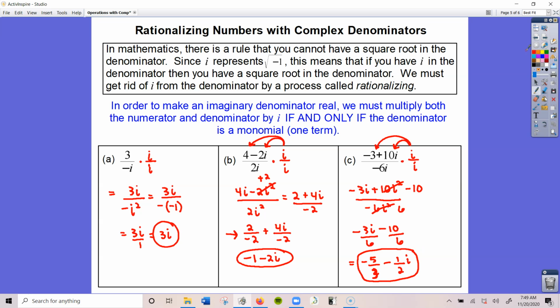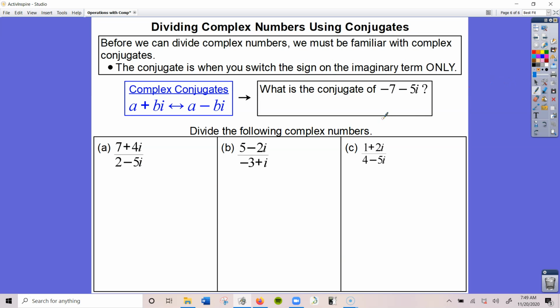Let's look at when you have to divide complex numbers when the denominator is a binomial. Now when you have a binomial in the denominator, you have to take an extra step. What you have to do is multiply by the conjugate of the denominator. And we do that because when we multiply a complex number with its conjugate, it's going to turn into a real number. So a conjugate is when you take that middle sign of the complex number and you switch it.